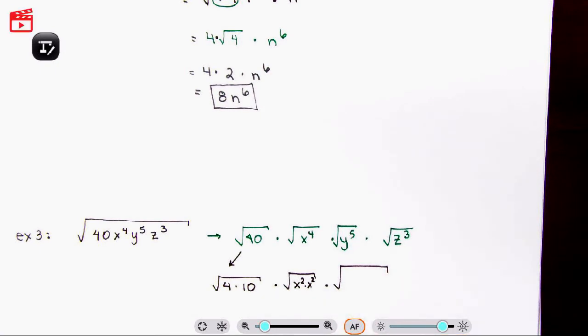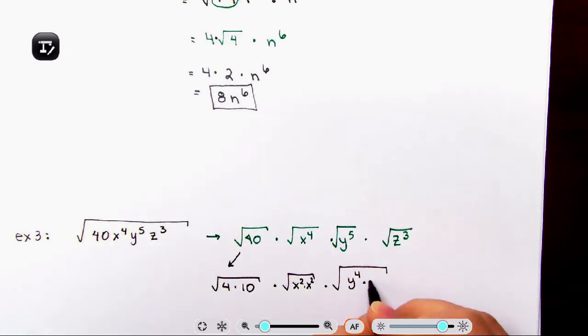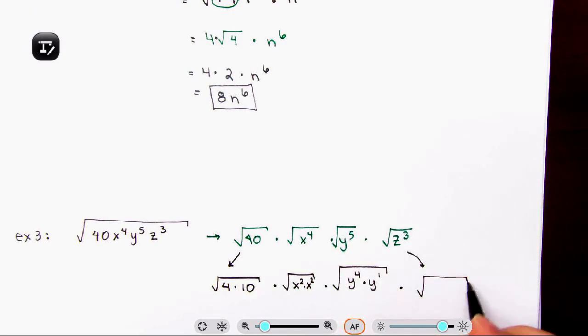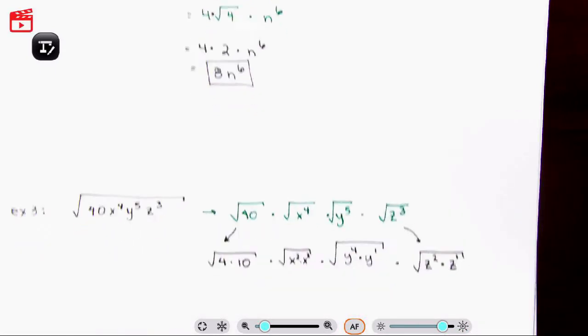Again, you can use the properties of exponents here. For example, I can do y to the 4th power times y to the 1st power, because when we are multiplying the bases being the same, the exponents are being added. So 4 plus 1 is 5. And here we have z squared times z, because 2 plus 1 is 3. We're going to keep simplifying this.